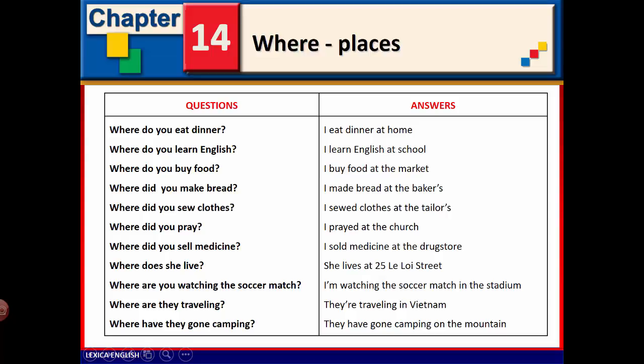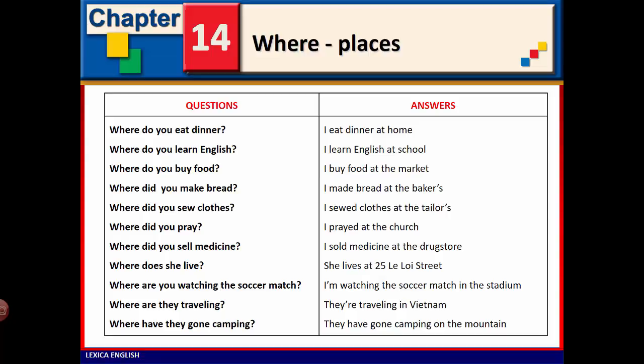Where do you watch the soccer match? I'm watching a soccer match in the stadium. Next. Where are they traveling? They're traveling in Vietnam. Next. They have gone camping on a mountain. Alright, now ask your friends, and your friend will answer. Where do you eat dinner?